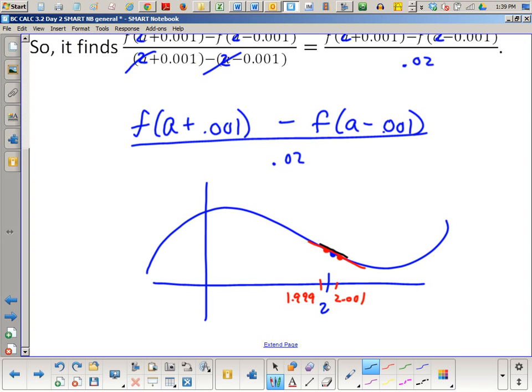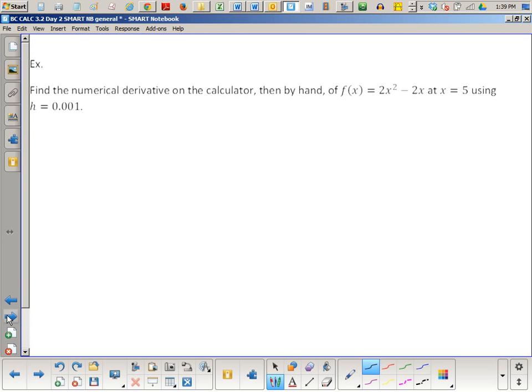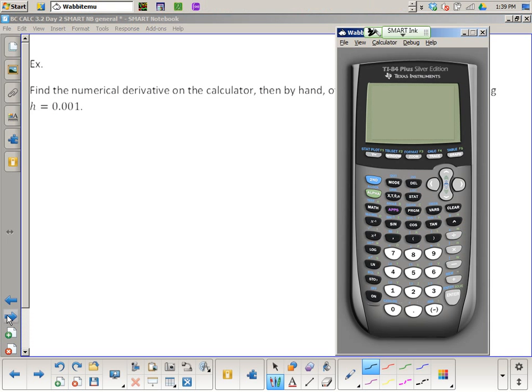Okay? So I'd like you to now turn on your calculator, and we're going to make it do this. So we're going to have the calculator take the derivative of 2x squared minus 2x at x equals 5. Don't worry about the part where it says h equals 0.001. Let's just get the calculator to do our derivative for us. All right, so turn on your calculator. Go to the home screen.